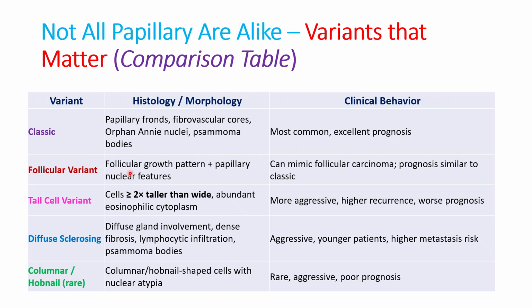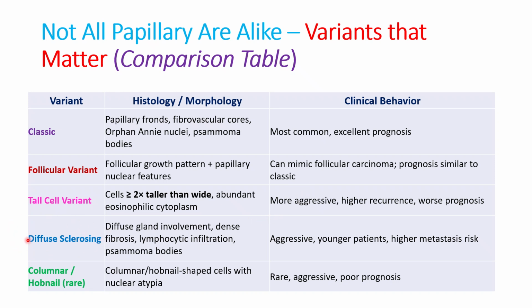Follicular variant can be confusing because it looks like follicular carcinoma, but the trick is the nuclei will still show papillary features, so always check the nuclei. Tall cell variant, think of tall thin cells at least twice as tall as wide. Sadly, this one is more aggressive, often seen in older patients.